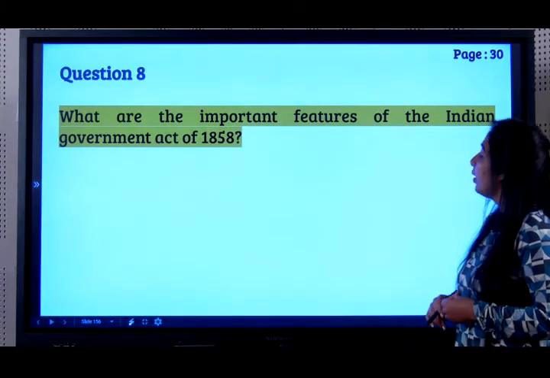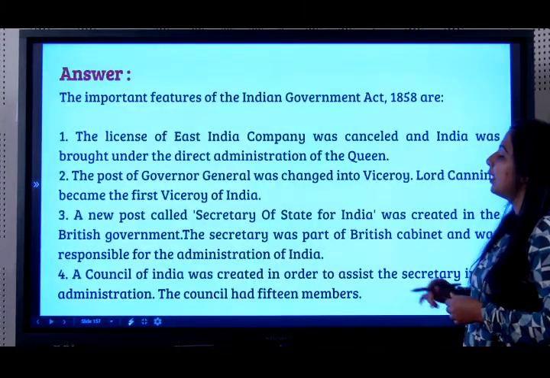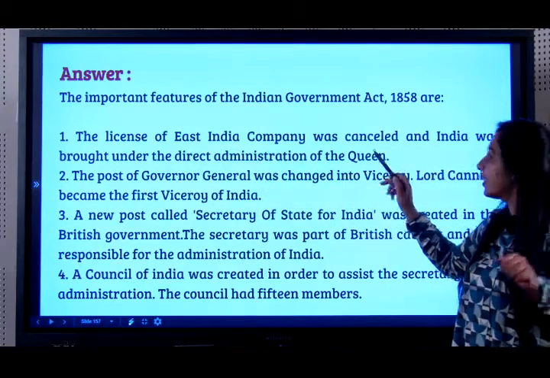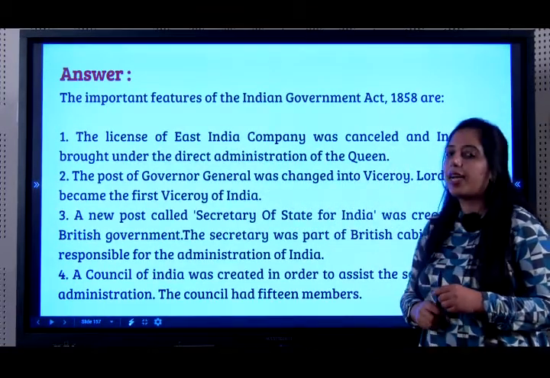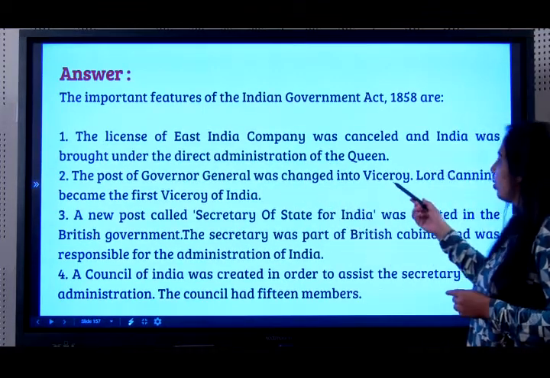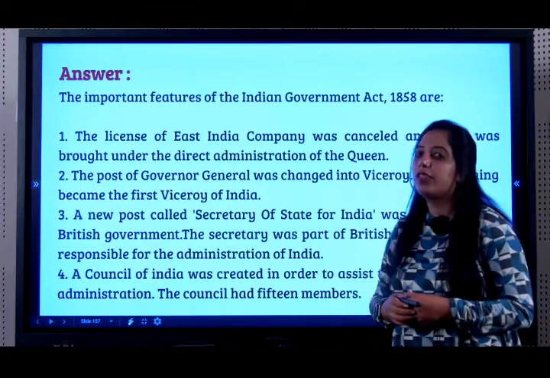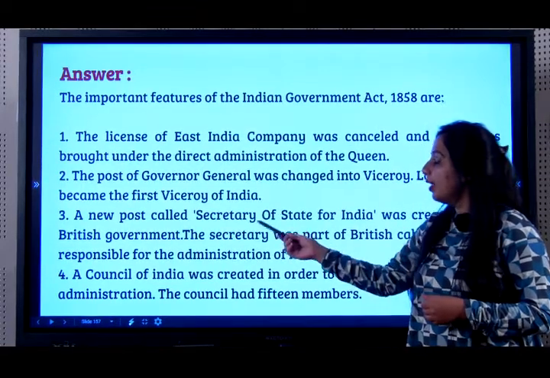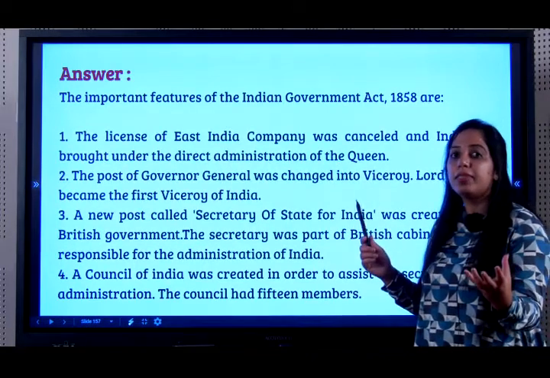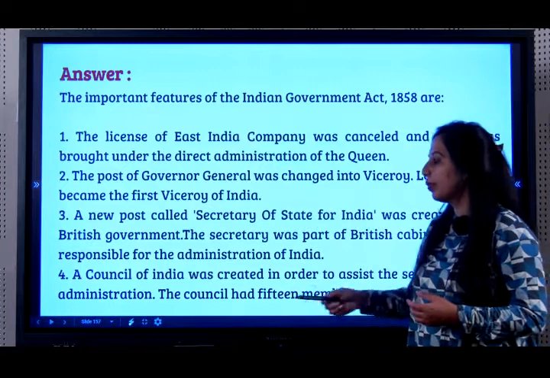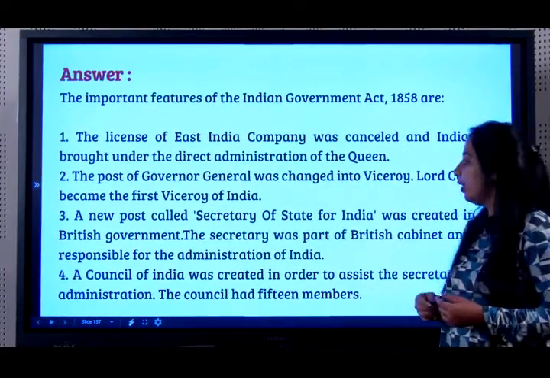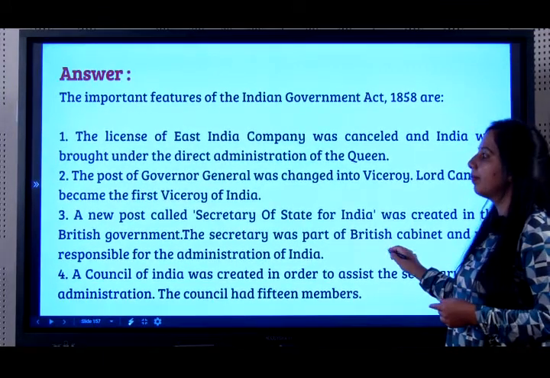Question 8. What are the important features of the Indian Government Act 1858? The license of East India Company was cancelled and India was brought under the direct administration of the Queen. The post of Governor General was changed into Viceroy. Lord Canning became the first Viceroy of India. A new post called Secretary of State for India was created with 15 members in a council to support him. A Council of India was created to assist the Secretary of State for India.